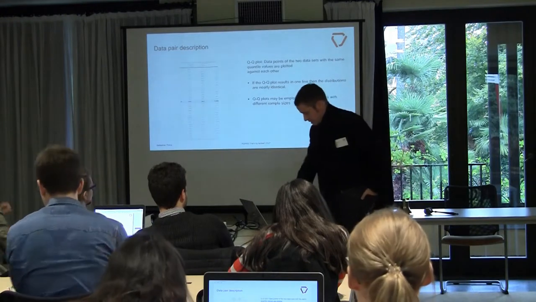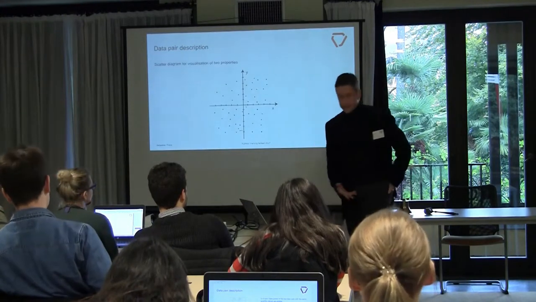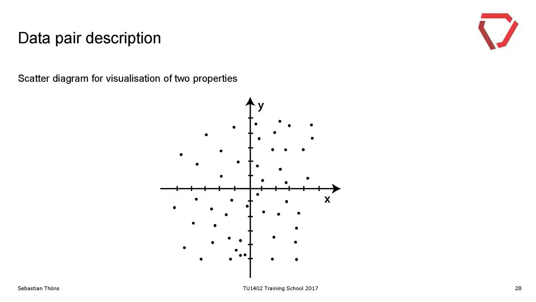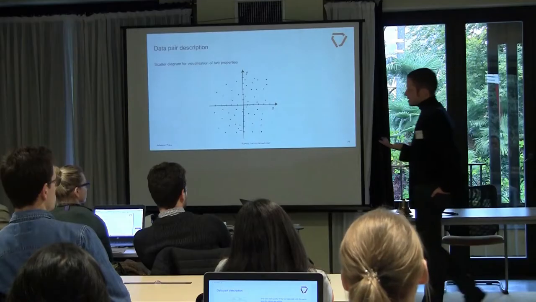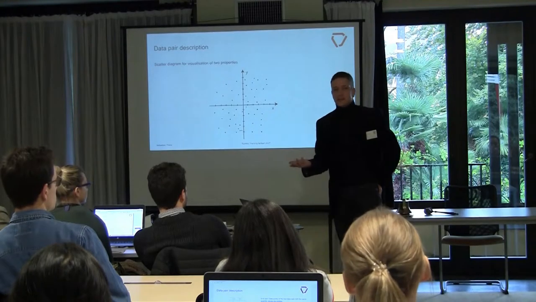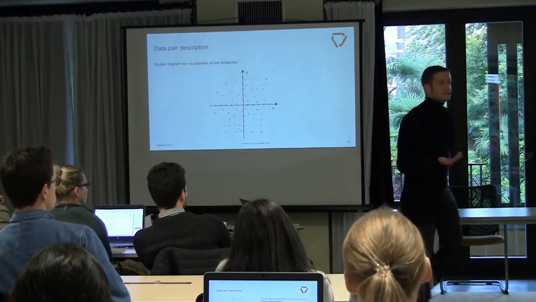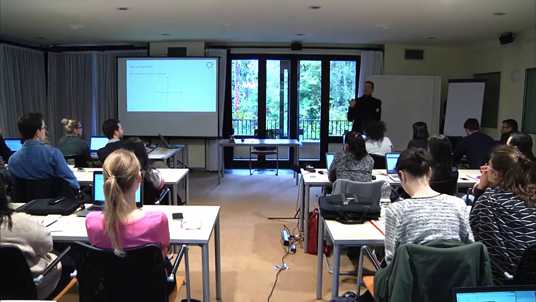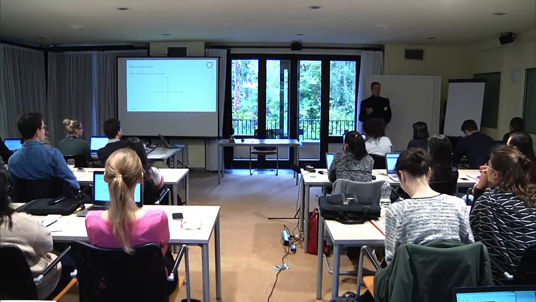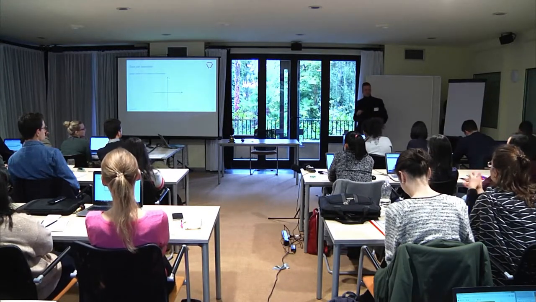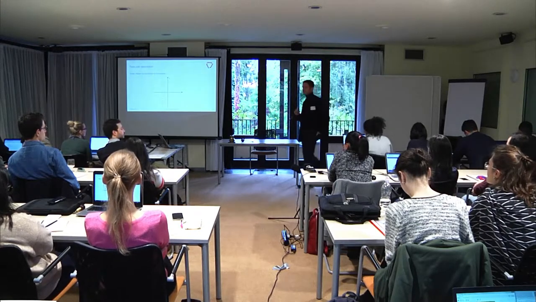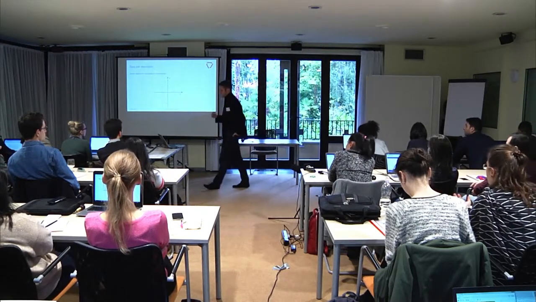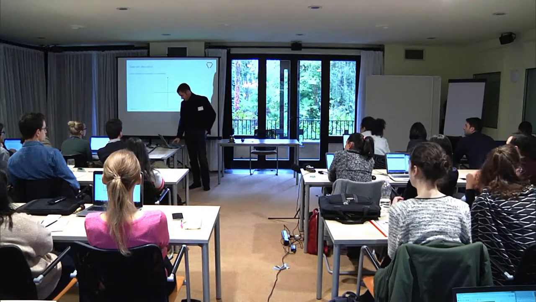Okay, but here I basically have the same number of observations for x and y. If I don't have the same number, what am I doing then? Anybody has an idea? It was already on the slide, but maybe the resolution was not high enough. You do a QQ plot.